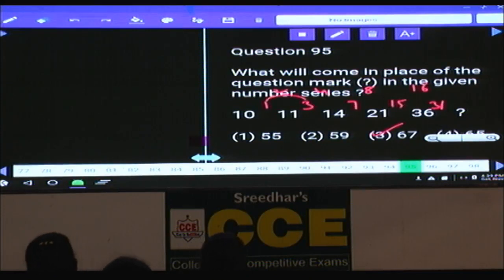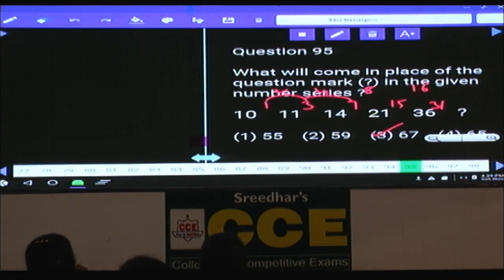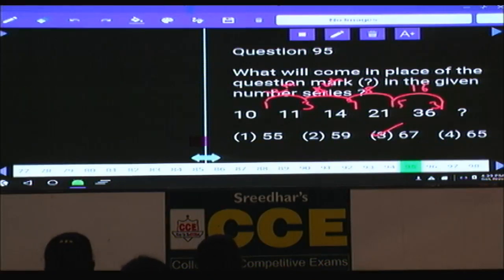Or else the numbers 1, 3, 7 can be written as 1 into 2 plus 1 is 3. 3 into 2 plus 1 is 7. And 7 into 2 plus 1 is 15. 15 into 2 plus 1, 31. And so what is your answer here? Question number 95, it is choice 3. Done with this?